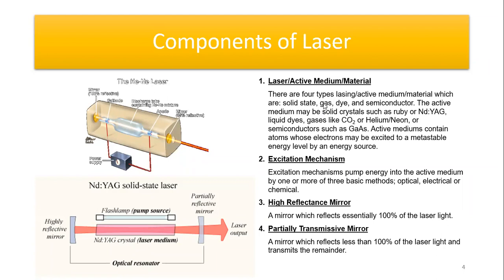The one that you use in UTEM to fabricate your project is actually CO2 gas. You can have lasing material of dye or semiconductor material. These are some of the materials that can be used as a lasing material. So basically, there must be an active medium containing atoms whose electrons may be excited to a metastable energy level by an energy source. The lasing material must be an active medium whose electrons can be excited to a metastable energy level.